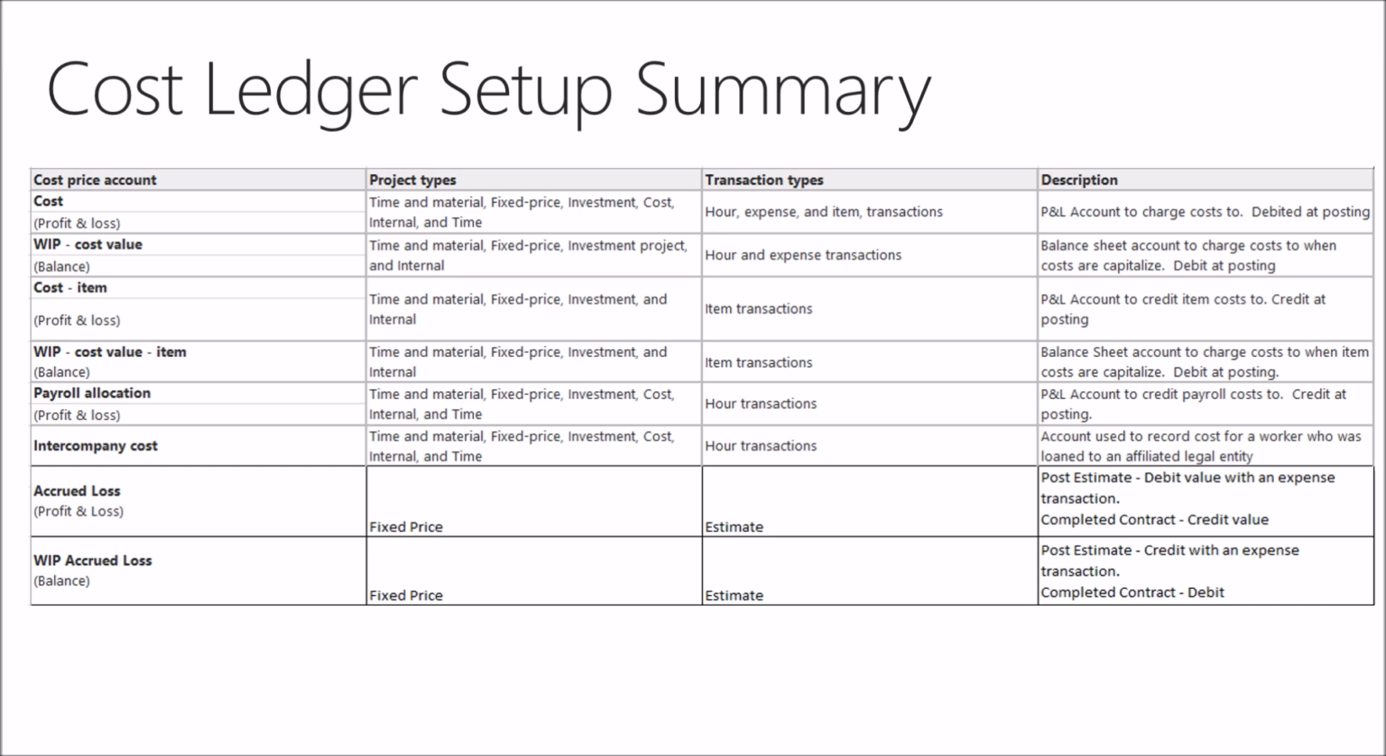So you'd have to go into that ledger posting setup form and define the cost and the payroll allocation posting type in order to post an hours transaction. If you're going to post a WIP, I know it's going to debit the WIP cost value posting type, and it's going to credit payroll allocation. So in that scenario, you'd have to set up those two posting types.